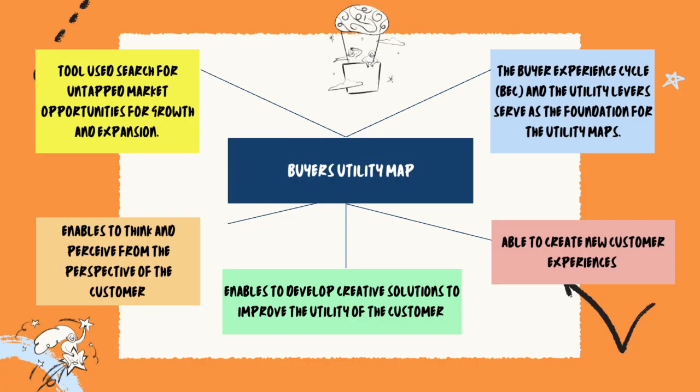Now let's look at the buyer's utility map. The buyer's utility map is another tool used by AirAsia Airlines in its search for untapped market opportunities for growth and expansion. The buyer's utility map enables AirAsia Airlines to think and perceive from the perspective of the customers as well as understanding consumers better. As a result, the business is better equipped to understand the demand side, and it also enables AirAsia Airlines to develop creative solutions to improve the utility of the customer that differ from the traditional utility measurements.